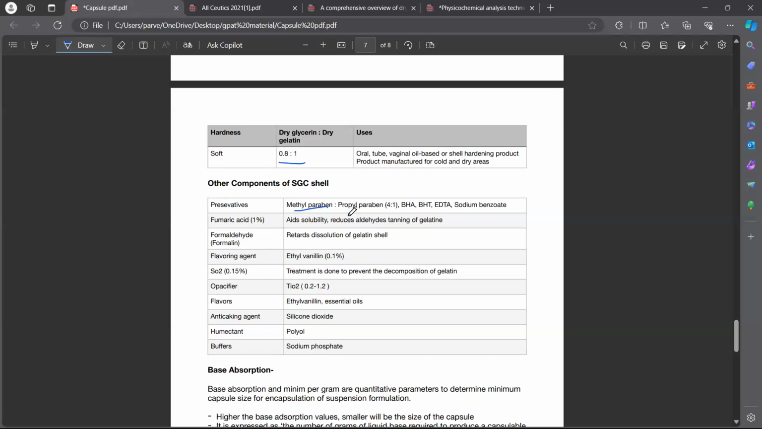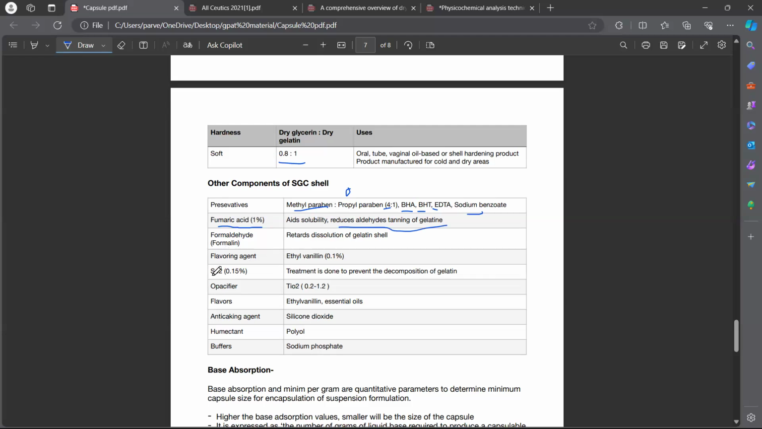Generally, the concentration of methyl and propyl paraben is usually 4 to 1. Due to the one extra carbon, the hydrophobicity increases, which leads to a decrease in water solubility. So methyl and propyl paraben concentration is 4 to 1, or they can be used at 0.2 percent. Other preservatives that can be used are butylated hydroxyanisole, butylated hydroxytoluene, EDTA, and sodium benzoate. Next, fumaric acid is also used in the soft gelatin capsule shell in order to decrease the aldehydic staining of the gelatin.